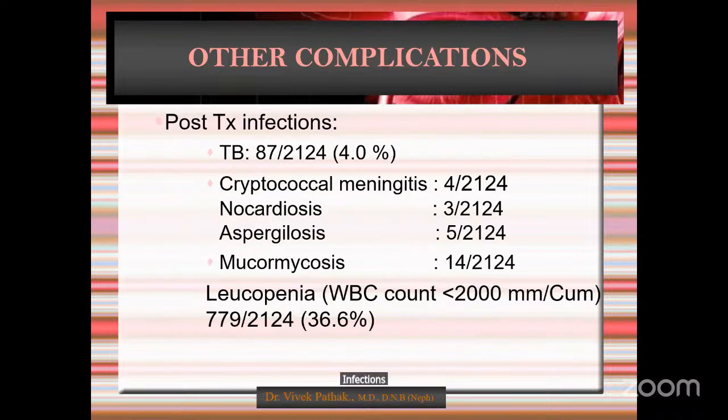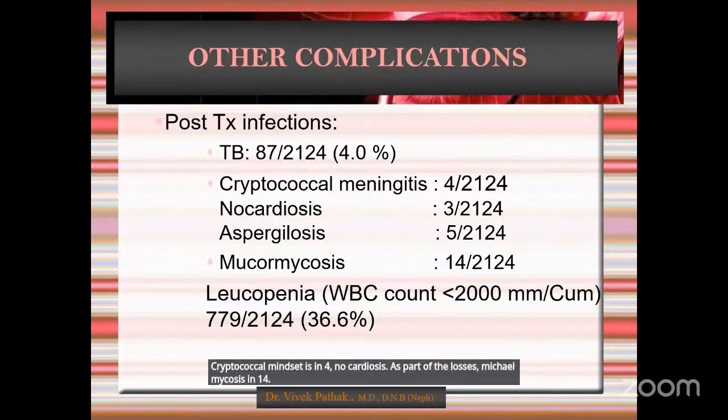Infections. We had tuberculosis in 87 patients, that is around 4%. Cryptococcal meningitis in 4, nocardiosis, aspergillosis, mucormycosis in 14, and out of 14, 10 recovered.